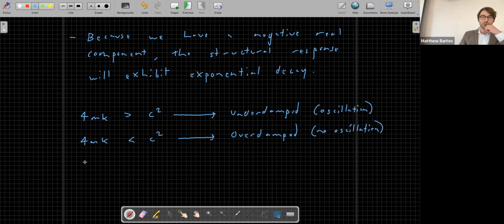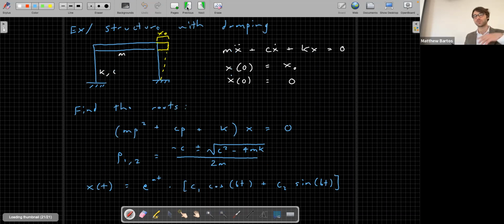All right, there's actually one more case. You can probably guess what it is. If they're equal, what happens? Critically damped, but what does that mean? So what happens to our roots if it's critically damped? You'll have two roots, all right?